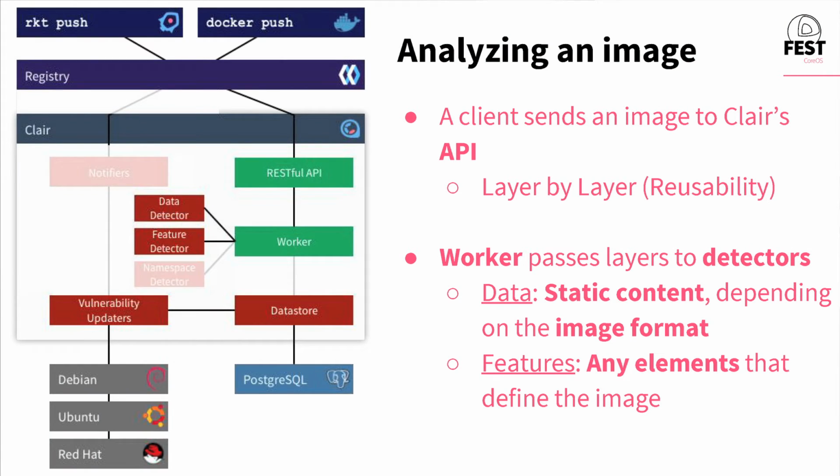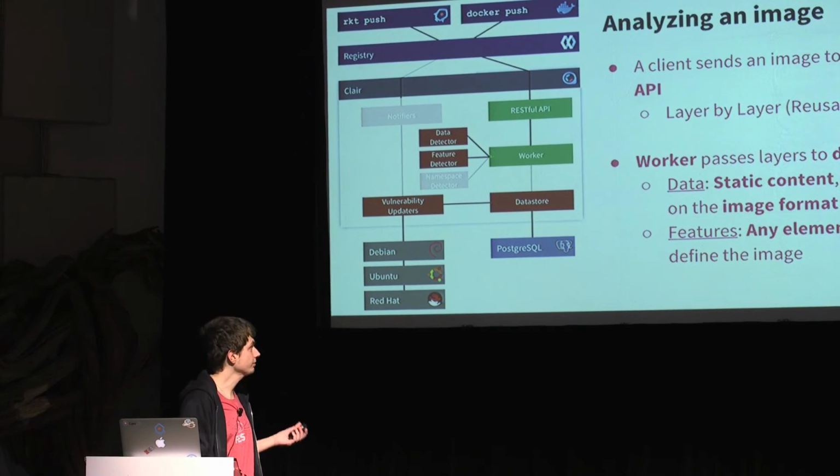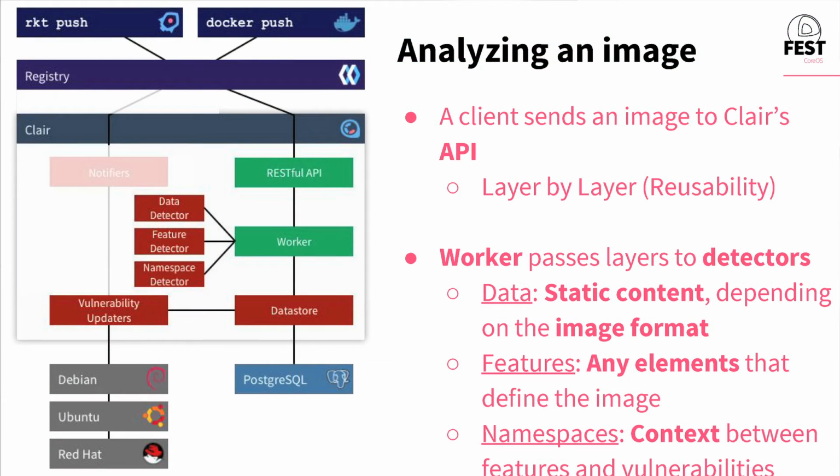Then we have the main type of detector, which is the feature detector. And this represents basically anything that can be in the container. This can be packages, such as OpenSSL, Nginx, MySQL, can be keys, can be configuration parameters. For instance, if you don't want to ship production configuration into your images. And finally, we have namespace detectors, which draw a context between the detected features and the vulnerabilities. This is, for instance, saying that a package has been installed for Debian 7 and not Debian 8.